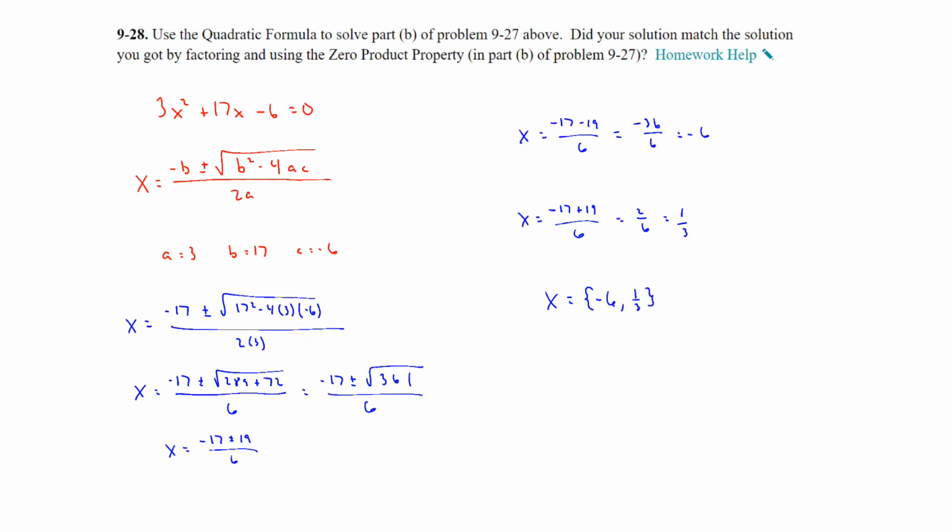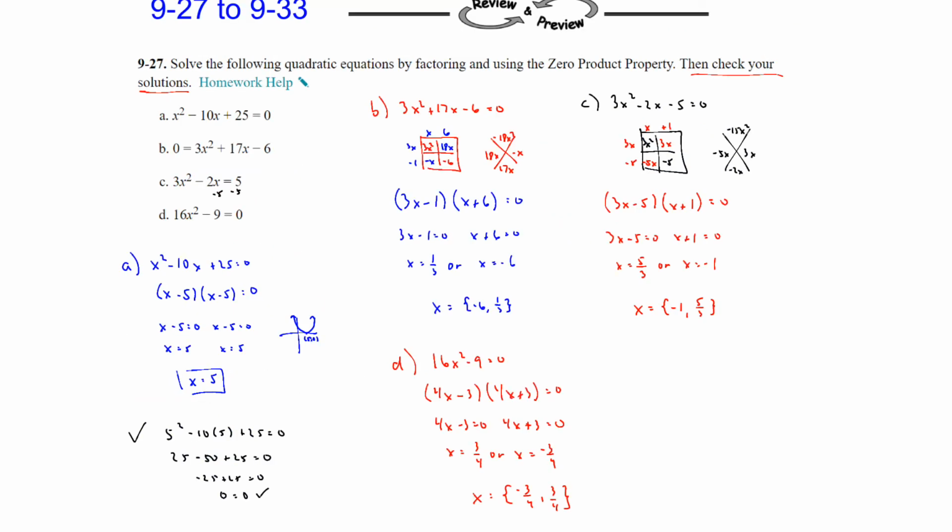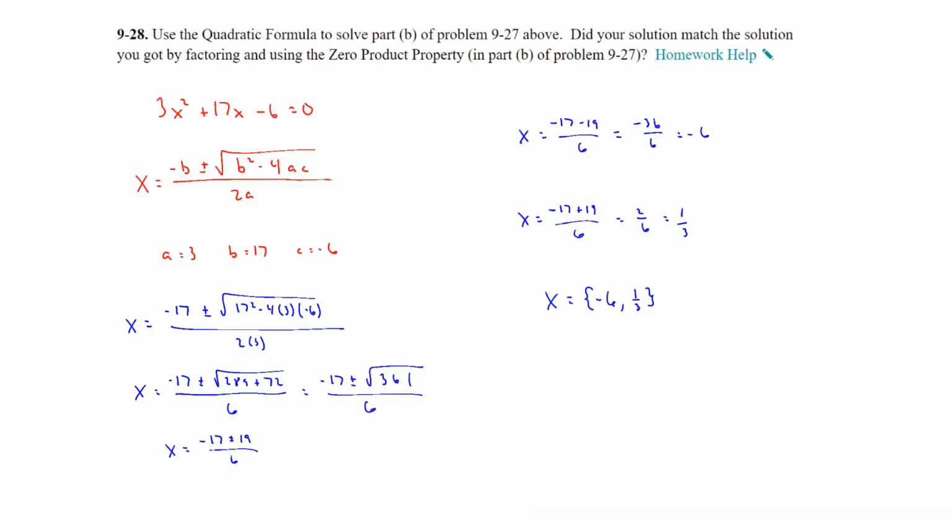And let's go back and check on part B that our solutions do match. So negative 6 and 1/3 for part B. You can see right here on part B, negative 6 and 1/3. So it looks like our solutions do match, so we do verify that that is the correct solution.